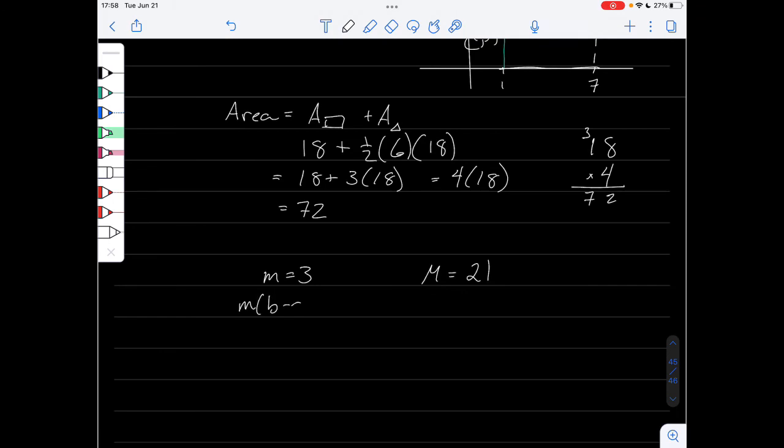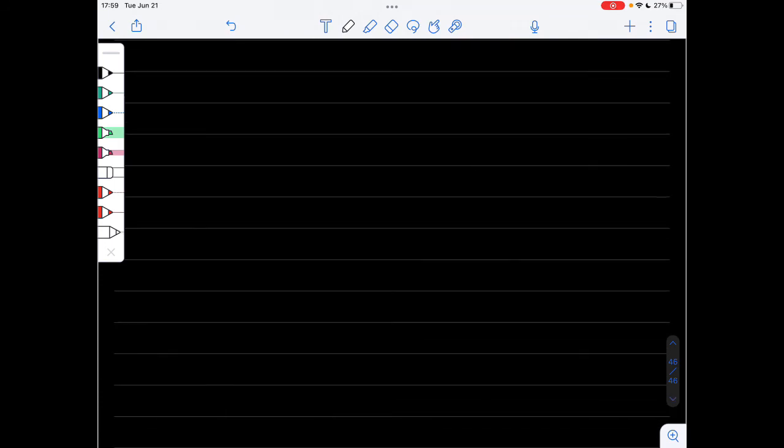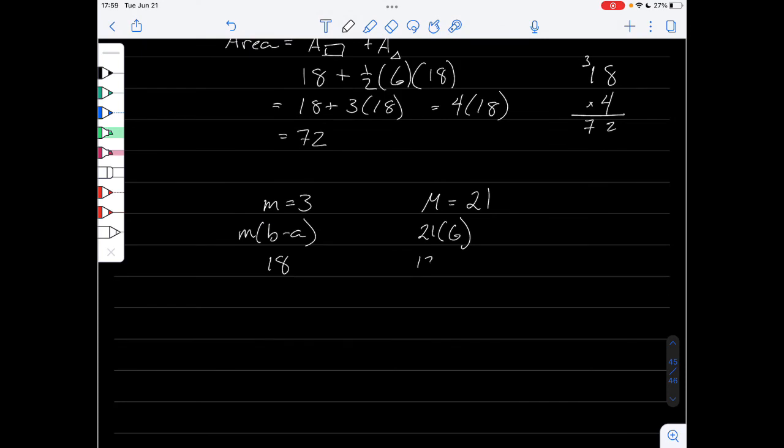Okay, so little m times b minus a is going to be 18, right? It's 3 times 6. And big M is going to be 21 times 6, which is, what's that, 126. And that is definitely containing 72. So it checks out.